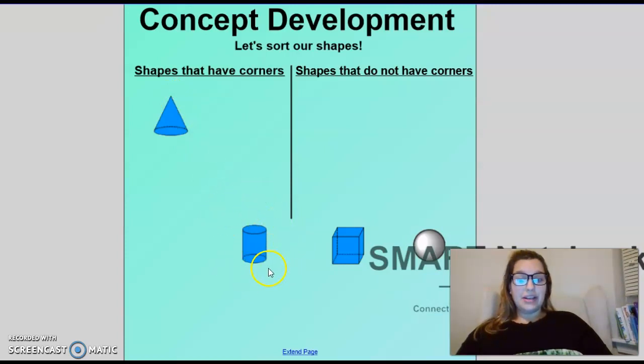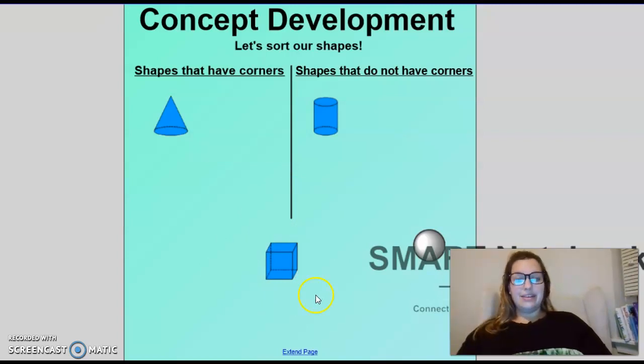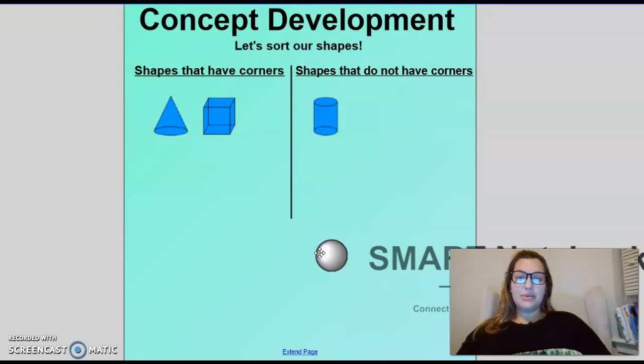Looking at our cylinder, does that shape have points? No. So does it have corners? No. Now we have a cube. Does that shape have points? Yes. So does it have corners? Look at 1, 2, 3, 4. There's a corner. Very good. And our last one, our sphere. Does the shape have points or corners? It does not.